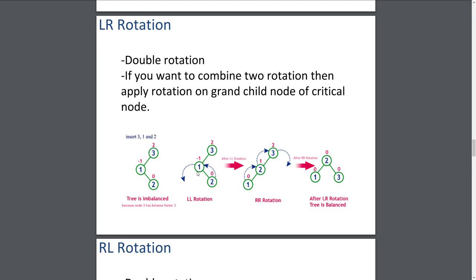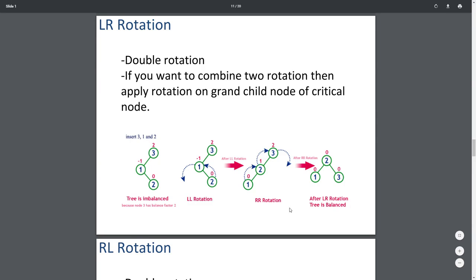So 1 will be here and 2 will be here. Now the second rotation is R rotation. Okay, so 1 will rotate right. So 1 will be in place of 2 and 2 will be in place of 3. So 2 will become the root node. 3 is greater than 2, so 3 is at the right and 1 at the left of 2.